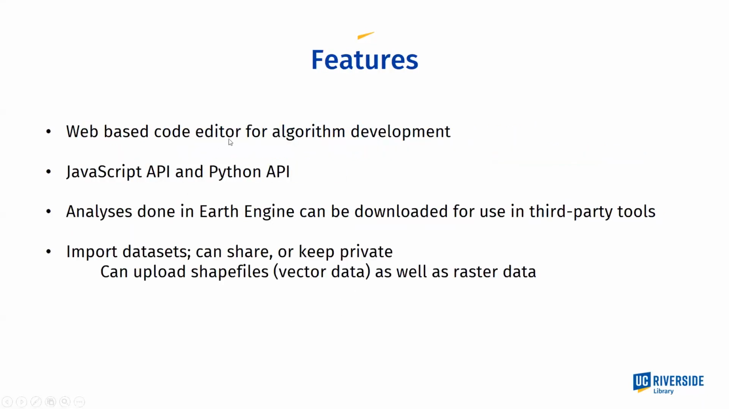So the features: a code editor for algorithm development. It has a couple of APIs. Any analysis that's done in Earth Engine can be downloaded for use in other tools, which is pretty nice. You can also import data sets that can be shared, or you can keep them private. You can also upload shape files, which are the points, lines, and polygons, if that's needed for what you're doing, as well as import your own raster data, your own imagery or remotely sensed information.